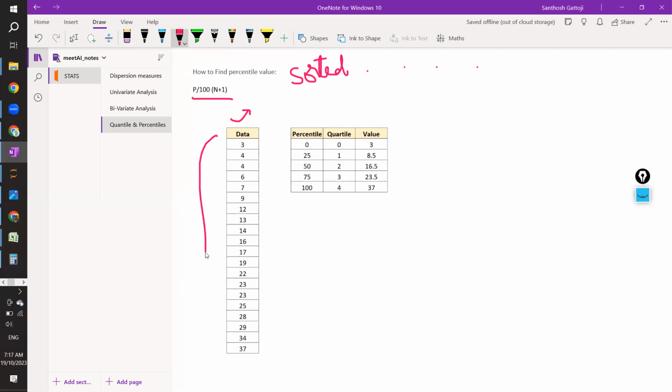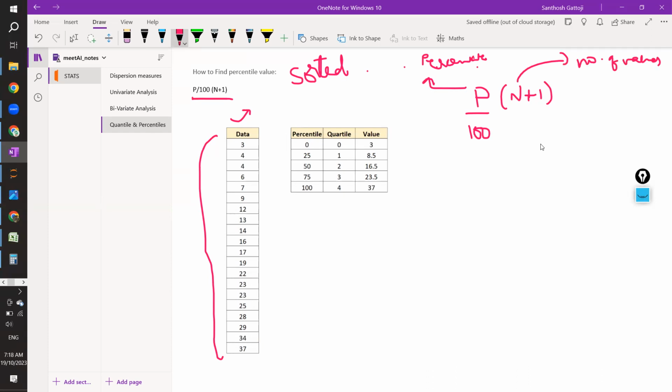Now this is the data. If you see percentile, 0 percentile, 25 percentile, we are having all these values. But before coming to this, given the data, how to calculate any percentile? If you understand that, then everything will be easy. The formula is simple: P by 100 into n plus 1. What is this P? P is the percentile you want to calculate, and n is the number of values in the data.